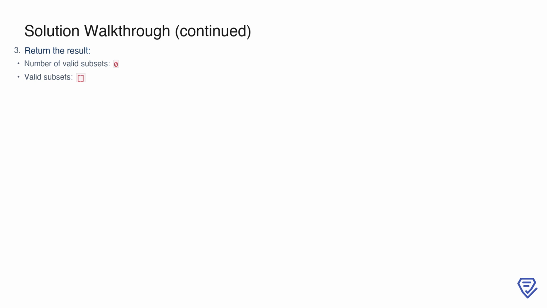The empty subset has a sum of 0, and the single element subsets [1], [2], and [4] have sums of 1, 2, and 4, respectively, none of which match the target. The two element subsets [1, 2], [1, 4], and [2, 4] have sums of 3, 5, and 6, which also do not meet the target. The full subset [1, 2, 4] has a sum of 7, which is less than the target. Since no subset has a sum equal to 10, the valid subsets list remains empty. Thus, the number of valid subsets is 0, and we return both the count and the empty list of subsets.